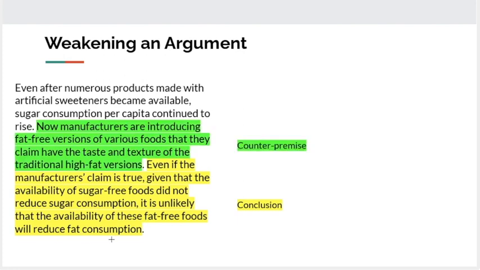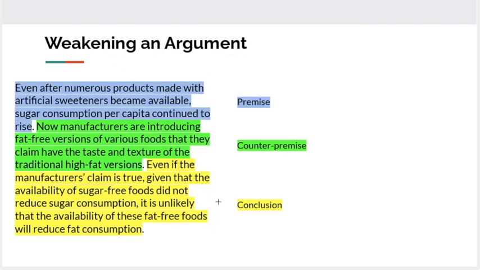Now, the previous sentence is a counter-premise because that goes against the conclusion that these fat-free foods will reduce fat consumption, and we see a little bit of a signal here, even if that claim is true. That's saying, regardless of that. That's how we can identify a counter-premise. I know we didn't see a counter-premise in the strengthening an argument video, but that's a good example of saying, again, regardless of whether or not this is true, here's the point that we're arguing for.